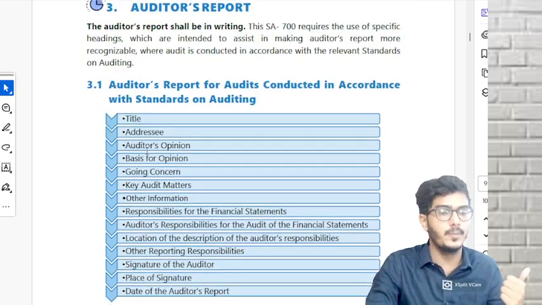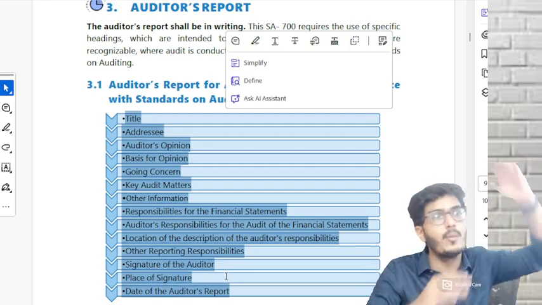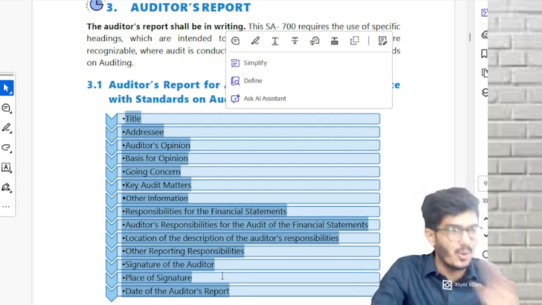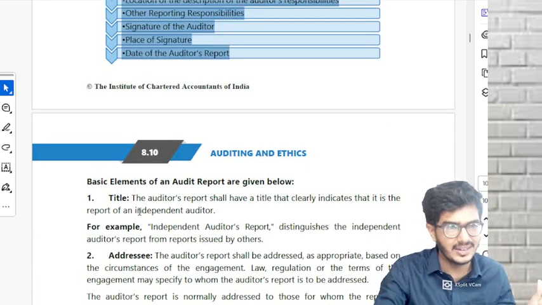Auditor's report. This is the entire form and content. This is the form of the auditor's report. Will you remember this? No. This is just for your reference. Most of this SA 700 is RMN only. It is not even mug.